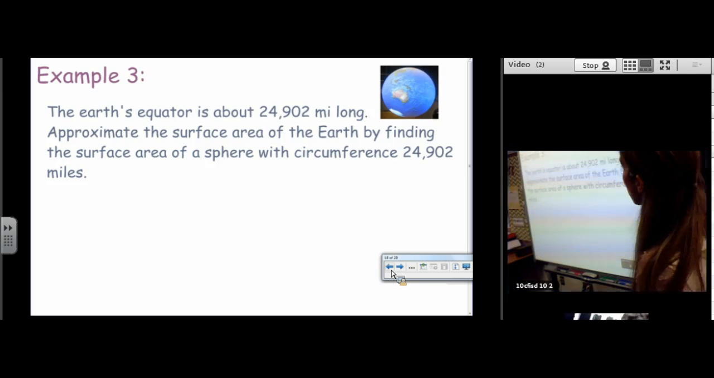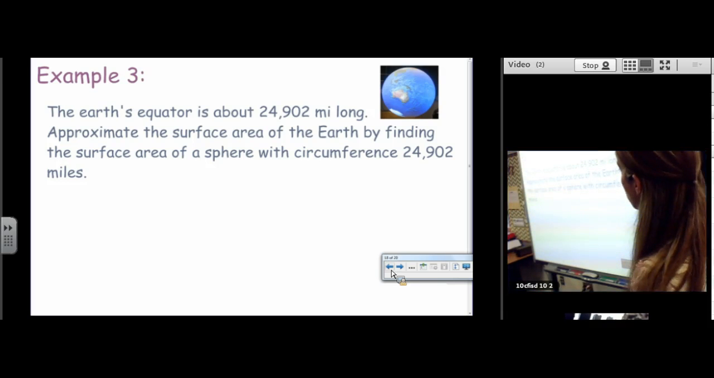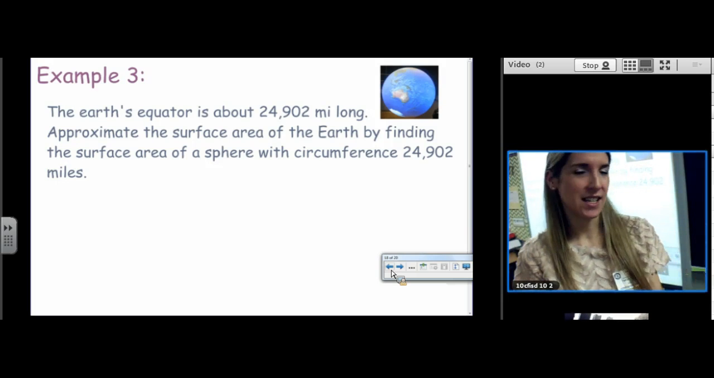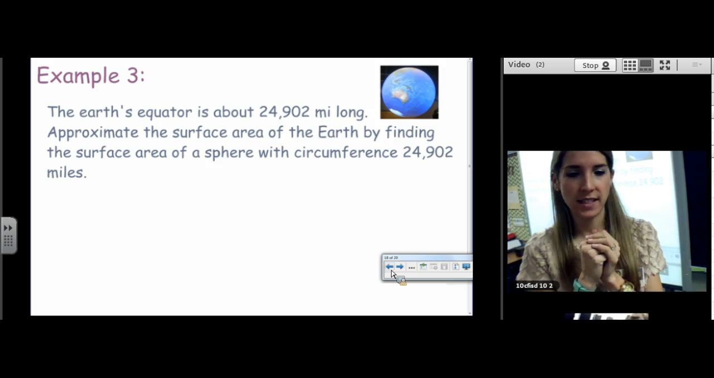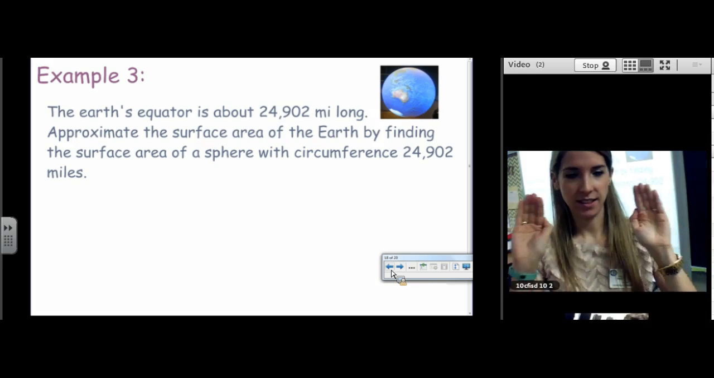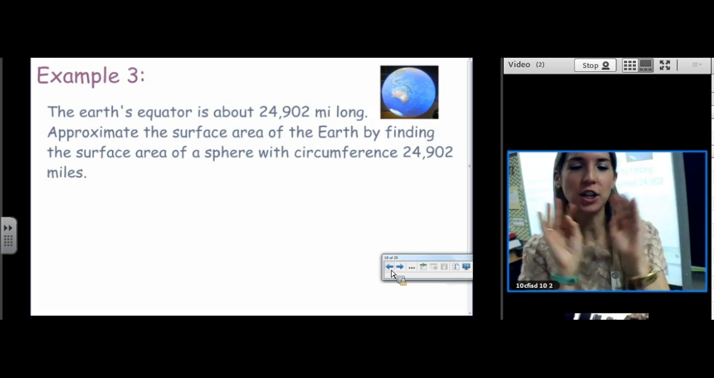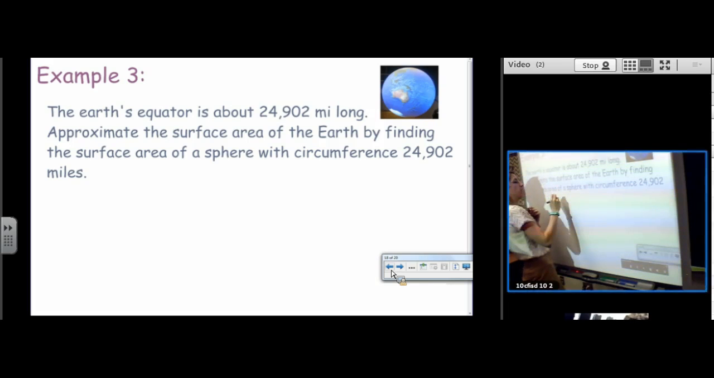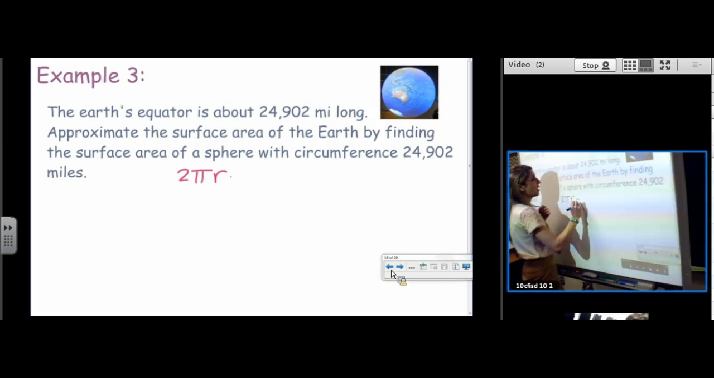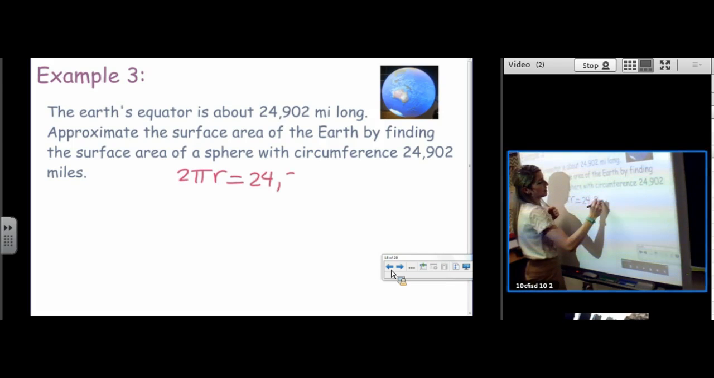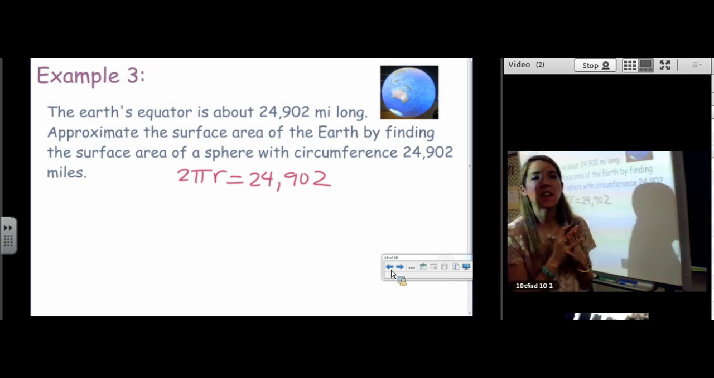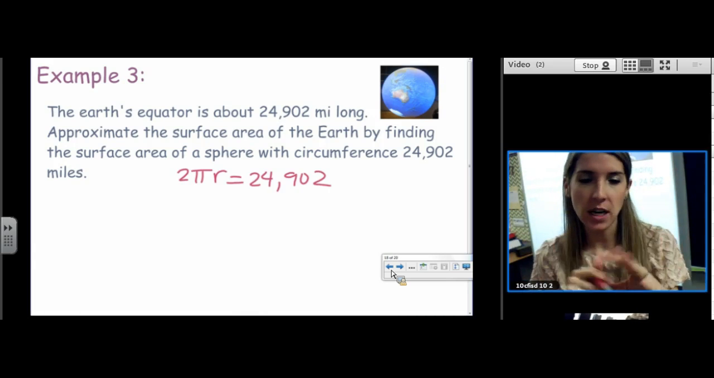The Earth's equator is 24,902 miles long. Now, what's an equator? Is that like the radius? Is that just the diameter? What is an equator? It's the perimeter. Pick a different word. Circumference. Very good. So that's saying that the circumference is 24,902. Find the surface area by assuming that the Earth is spherical. We are going to assume it's a sphere even though it's not a perfect sphere.